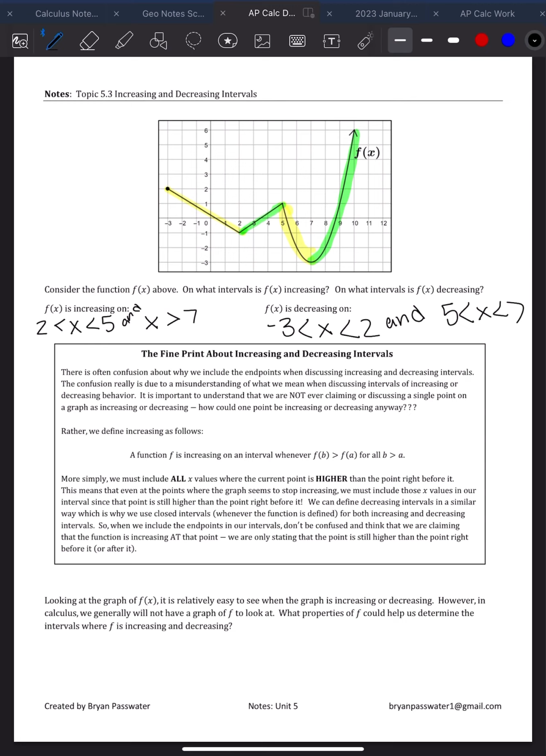When we are looking at increasing or decreasing, one of the things that we really want to remind ourselves is that we're looking at how things are changing. We're looking at that rate of change. So the thing that is going to help us the most is the rate of change, which in our case is the derivative.